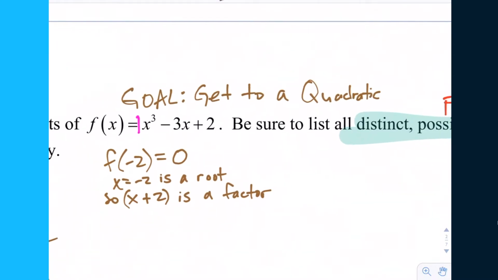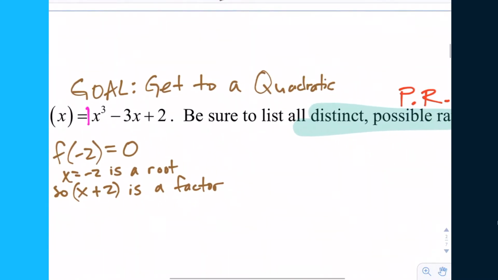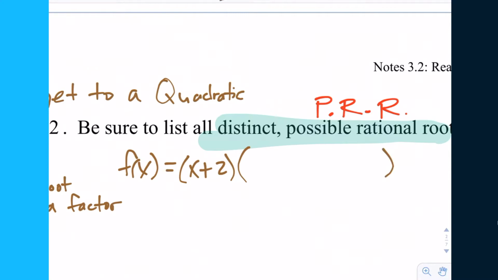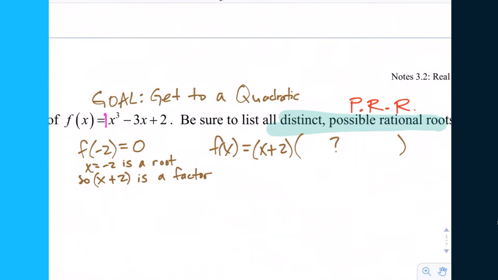So 50 times 7 should be 350. Well, that's what I want to do here. I want to write f of x, which is a cubic polynomial, as x plus 2 times something. But I don't know what that something is. Do you?